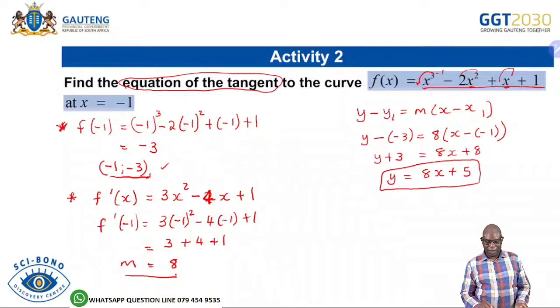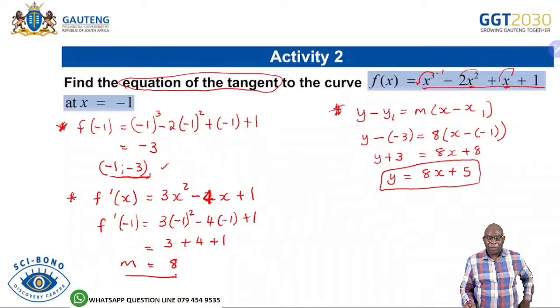So you can see the 3 steps that I've done there. The first thing is to get the point by substituting directly into the equation. Secondly, you need to derive and substitute. Once you derive and substitute, what are you getting? Gradient. So we've got a gradient and a point. Then we use the formula for the straight line.